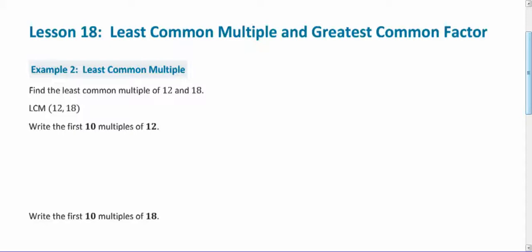So how many haircuts would I have gotten in 12 weeks? That would be what? Haircut number what? Coop? 3. Haircut number 3. Judy would be on haircut number 2. All right, so that is a real life example of least common multiple.